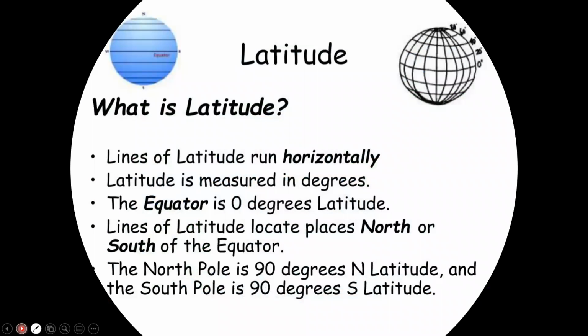The first feature of line of latitude is the lines of latitude runs horizontally. As we all know, latitude is measured in degree. The equator is 0-degree latitude. The lines of latitude locates places north or south of the equator. The North Pole is 90 degrees north latitude and the South Pole is 90-degree south latitude.